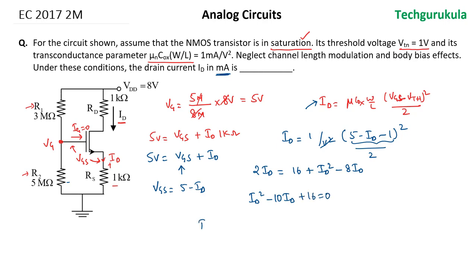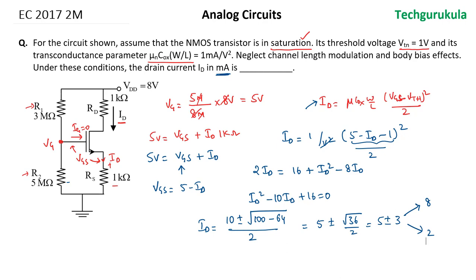Now let's find ID. ID is equal to minus of minus 10 plus or minus square root of 100 minus 4AC, which is 64, divided by 2A. So this will be equal to 5 plus or minus square root of 100 minus 64, which is 36. Square root of 36 is 6, divided by 2, this is 5 plus or minus 3. So we have a value of either 8 or 2. We know the units will be in milliamperes, that's what we have started with.